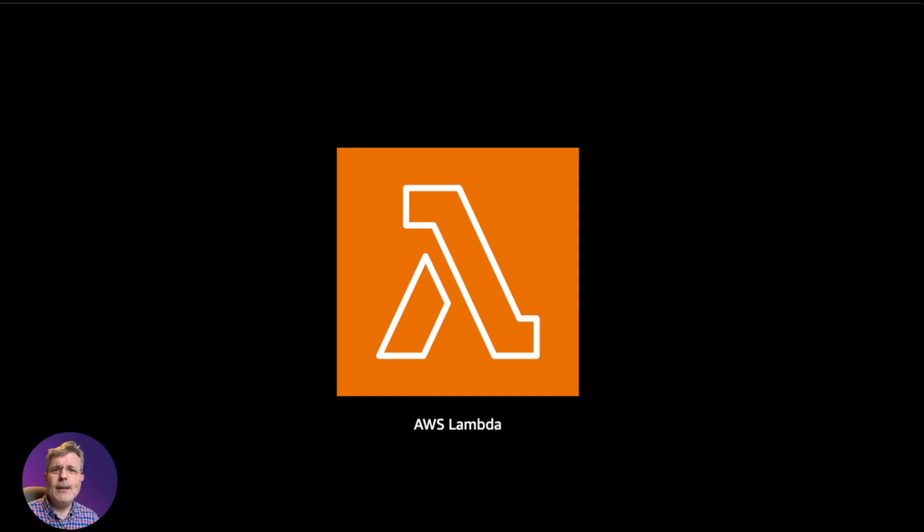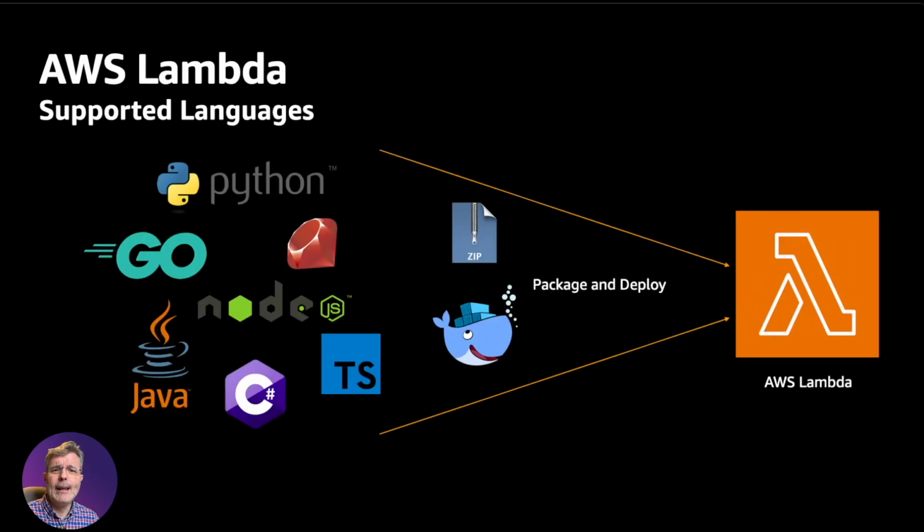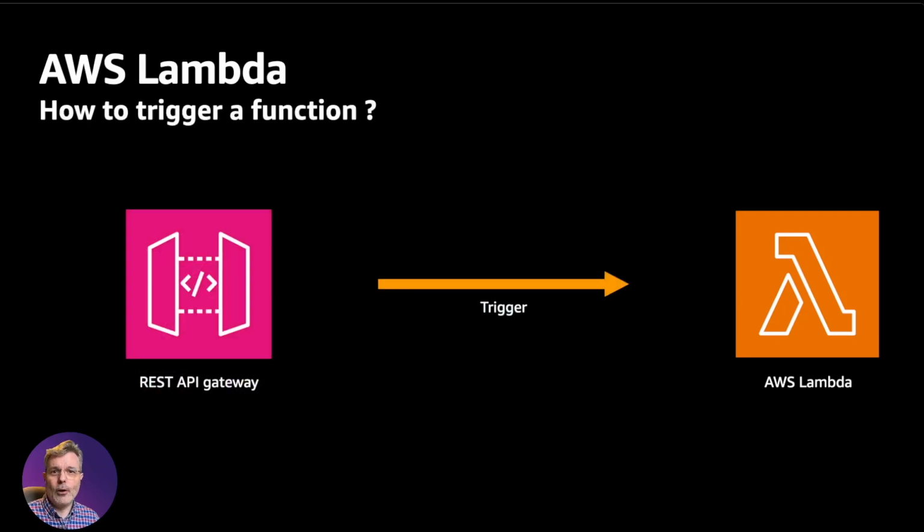A Lambda function can be invoked in many different ways. It can be programmed in multiple programming languages. Typically, AWS customers are programming in Python, Node.js, JavaScript, Java. Then they compile or assemble their code in a zip file or in a Docker container image, and they deploy that to Lambda. But how do you invoke a Lambda function?